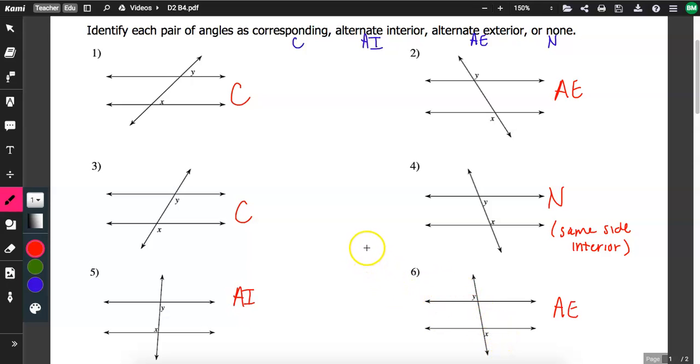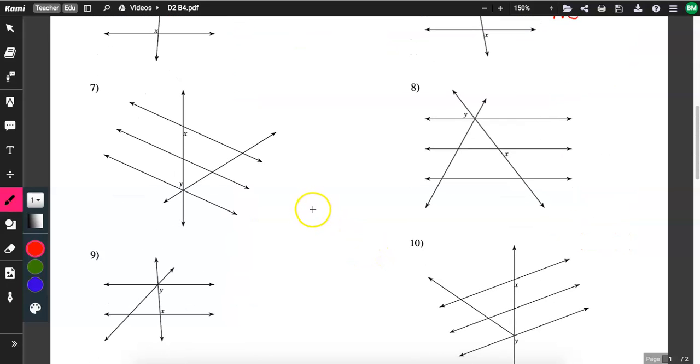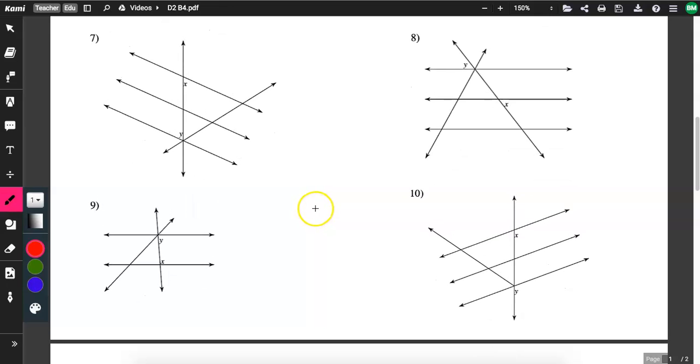So if you're having trouble with these, make sure you go back to the block 3 video, or ask a question. Let me know if you need help with them, need more practice, things like that. The next couple here, I wanted to do with you just because they get a little bit more complicated, and we'll just go through them.